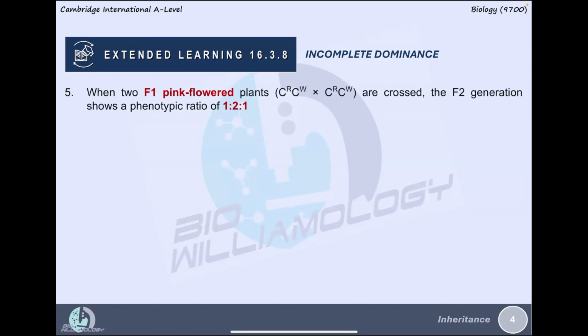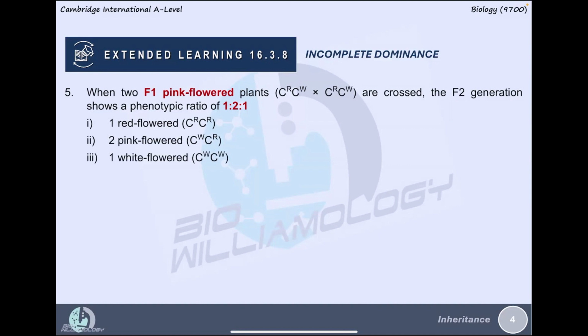When two F1 pink flowers, CRCW, are crossed, the F2 generation shows a phenotypic ratio of 1:2:1. Recall Mendel's monohybrid cross: when we cross two heterozygotes, we expect a phenotypic ratio of 3:1, but this is different because this is an incomplete dominance case. So one part red flower, two parts pink flower, and one part white flower plants.